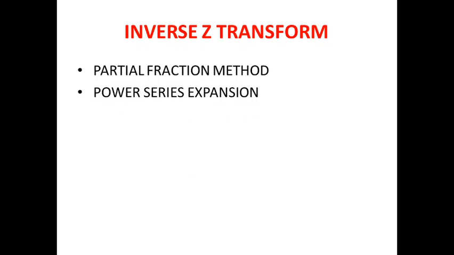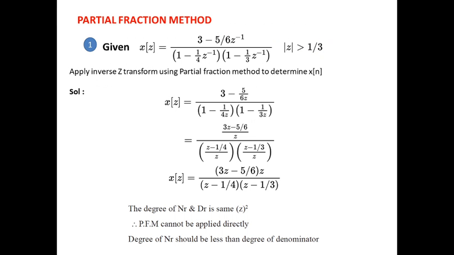So inverse Z transform in general can be done using partial fraction method and power series expansion method. Partial fraction expansion method is the most common method that is used. So given X of z, we would have to find what is x of n using partial fraction method. So let us start with the first problem.